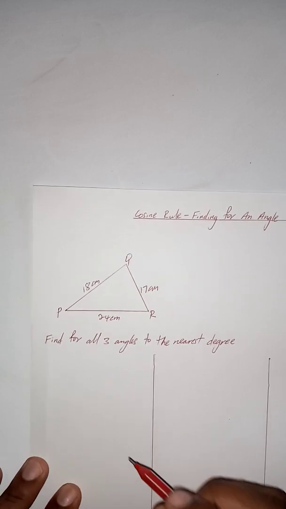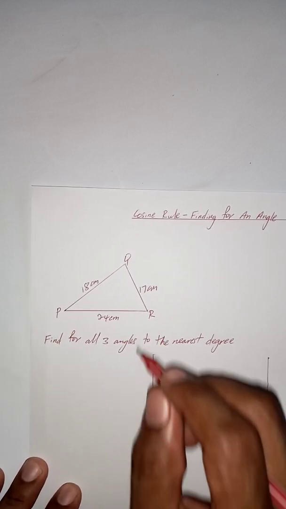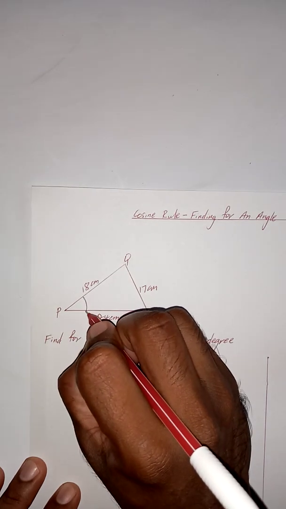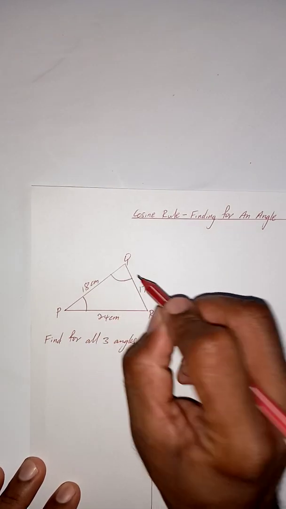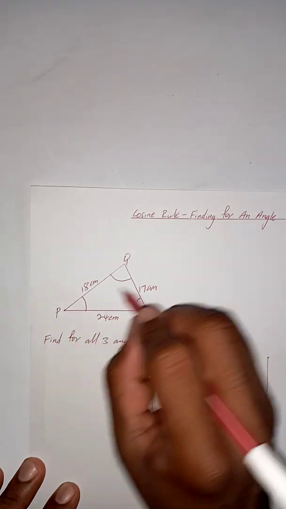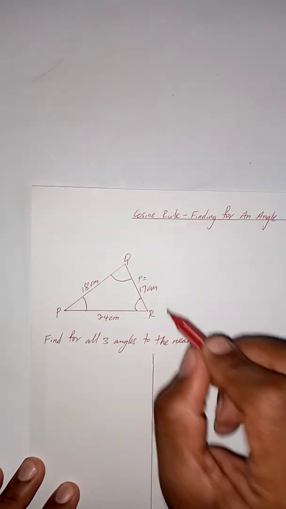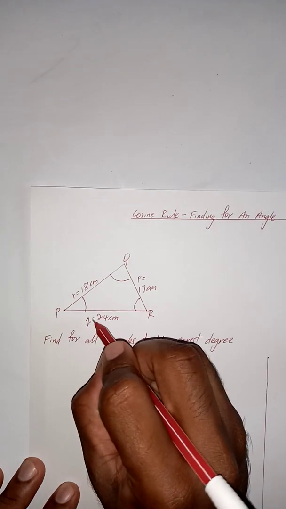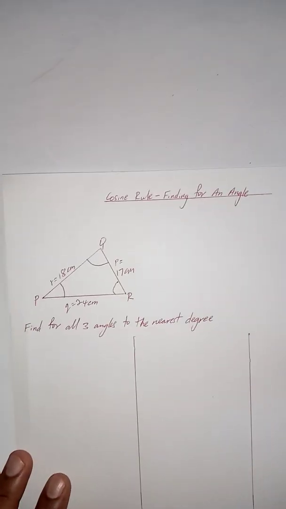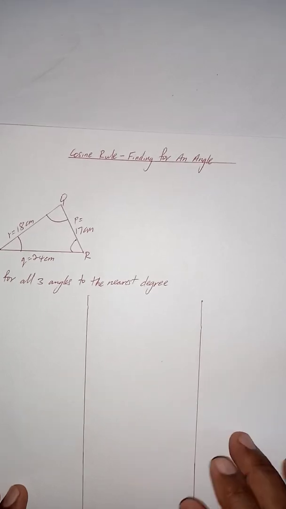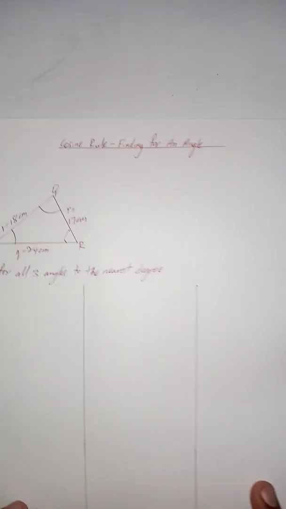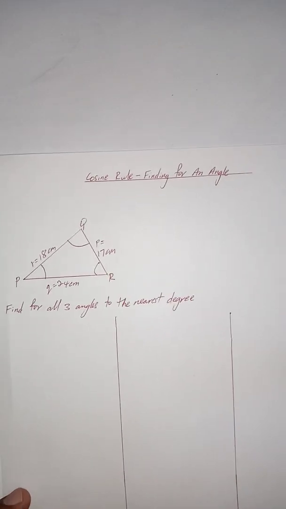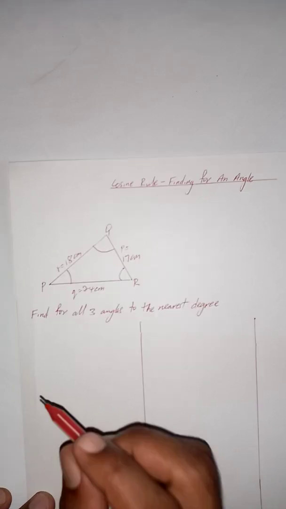The first thing I'll do is label the opposite sides in small letters. We want to find angles P, Q, R. Opposite P will be small p, which equals 17. r equals 18. q equals that. Good. So I divided the paper into 3 sections. In each section, I'll find one of the angles. So let us find angle P first.